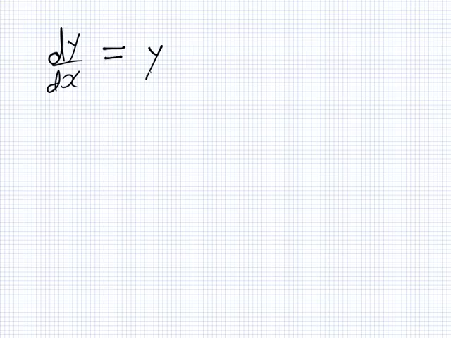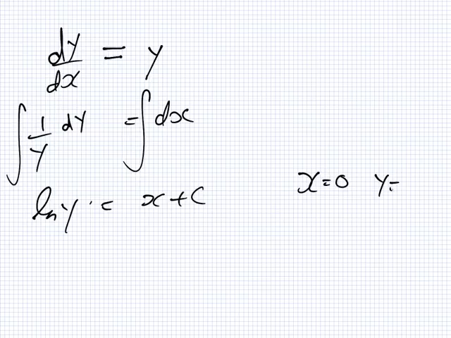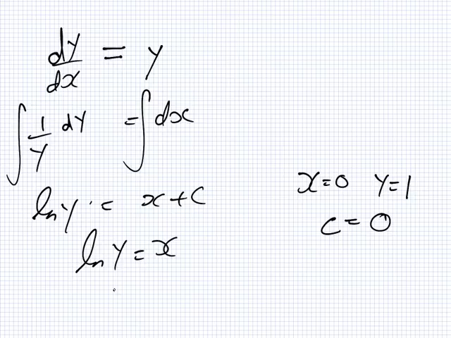How do I solve this? Well, I should bring the y to the left and the x to the right. Yes? I integrate. What do I have here? Log y, and here? x plus c. And you're also told that when x equals 0, y equals 1. So that will make c equal to 0. So you get log y equals x. So what does y equal?